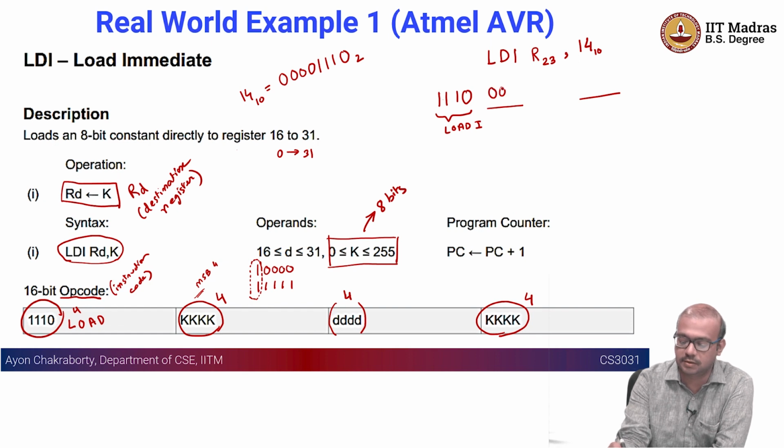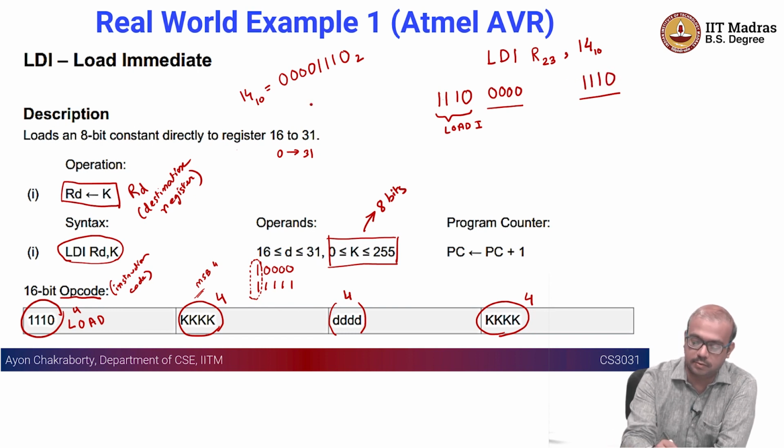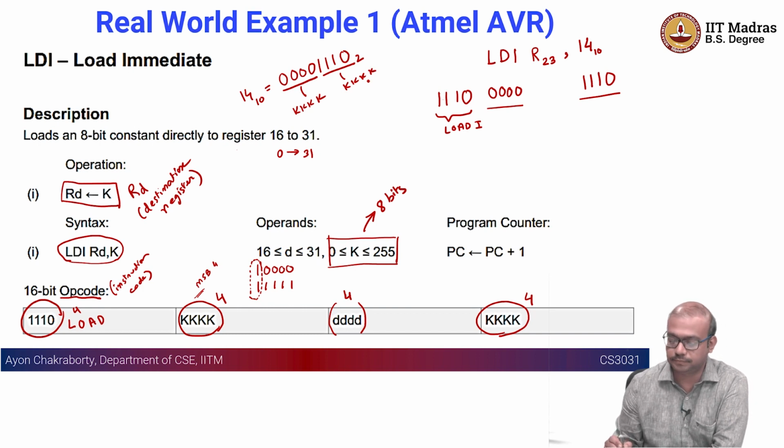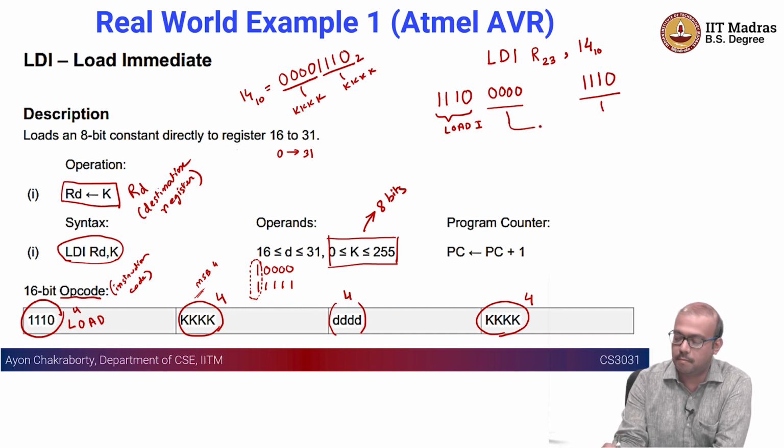It is going to be 0000, and the last 4 bits are going to be 1110. So these are the first 4 bits. They go. This is your KKKK, one set, and this one is again another KKKK. The last 4 bits. Okay. Now comes 23. Okay, so this one and this one in a combined way could express an 8-bit value equal to 14 in decimal form.